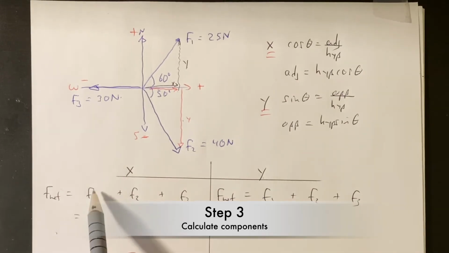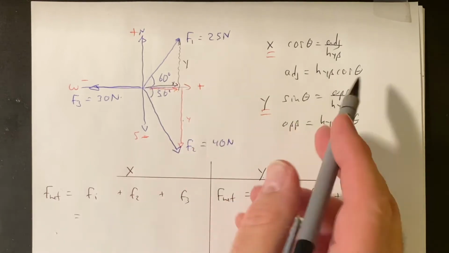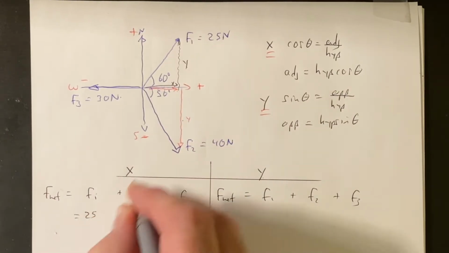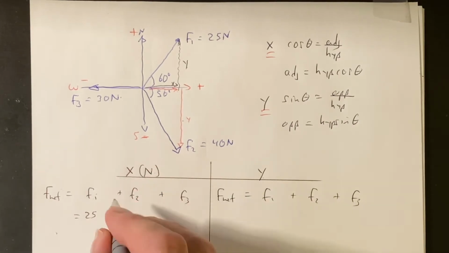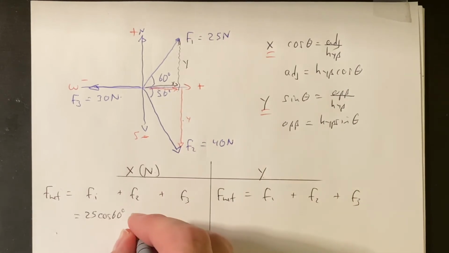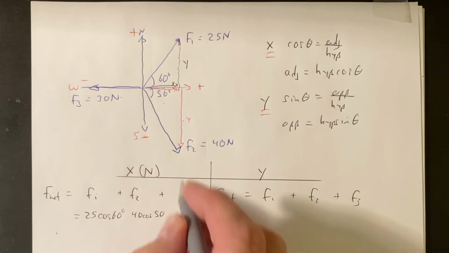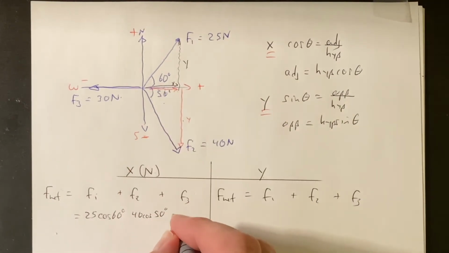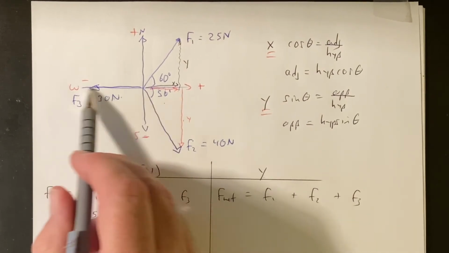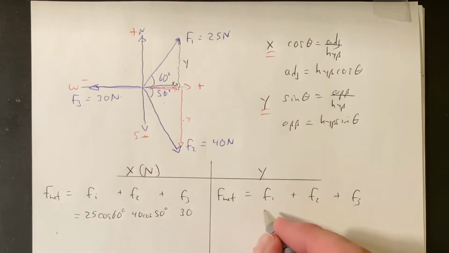Now, let's address each one in turn. So F sub 1, x component, there it is right there. That's going to be the hypotenuse, which is 25. And there's 25 newtons. I'll put the units up here. Cosine of 60. F sub 2, that'll be 40 cosine of 50. That's a 50 degrees there. Plus F3, which is, well, there's no y component here. It's all x component, so good old 30 right there. I'll take care of the signs in a moment.